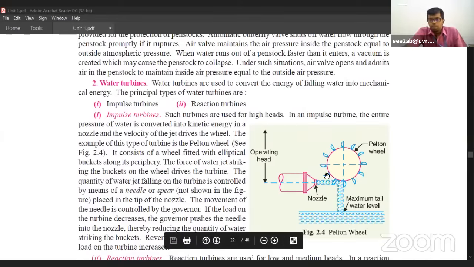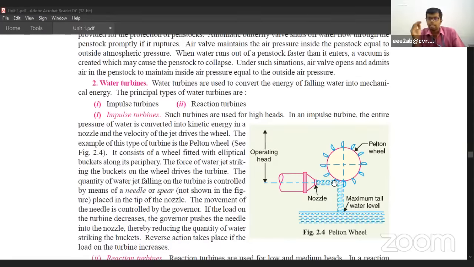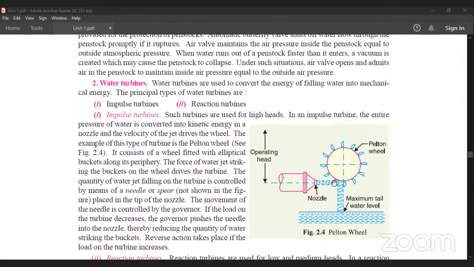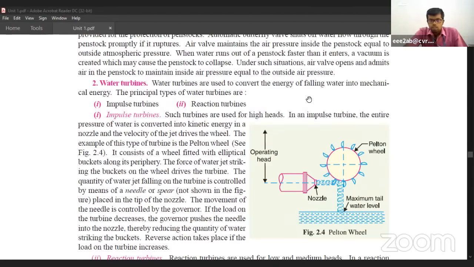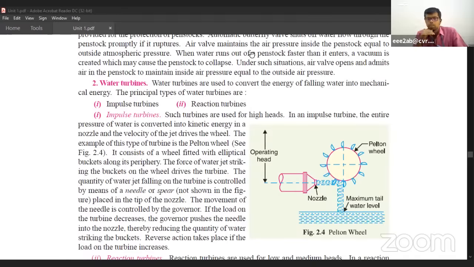Here, if you see, the Pelton wheel turbine is of bucket type. That structure is connected with buckets. Every time each bucket is hit by the jet from the nozzle, you will get some more power. So for that purpose only we are going for the Pelton wheel turbine.